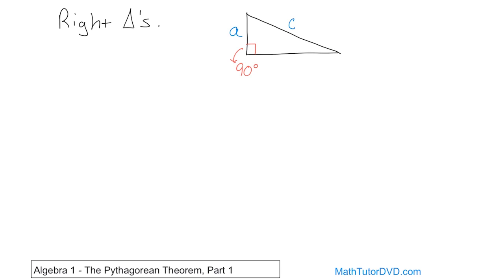The other two sides are labeled A and B, and it doesn't matter if this one is A and this one is B, or if this one is A and this one is B. It doesn't matter. The only one that really matters is that C, the side C, is always the one opposite from the 90 degree angle. And because of that, for a right triangle, the side C, the one that's opposite 90 degrees, is always the longest side. And because of that, it has a special name. It's called the hypotenuse. Hypotenuse.